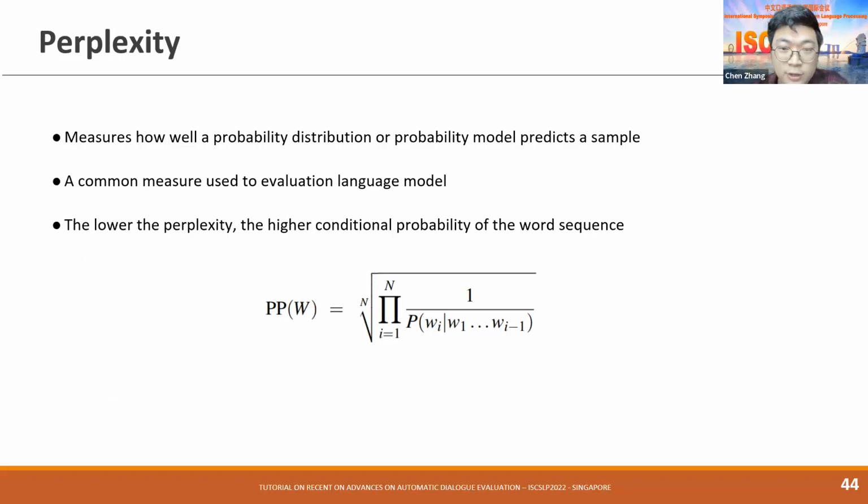One very common reference-free measure is perplexity. Perplexity is used very popularly for evaluating language models or text generation tasks. It measures how well a probability model or distribution predicts a sample, here a sequence of words. In the case of dialogue generation, the input to the language model is the dialogue context, and we use perplexity to measure the likelihood of the generated response. The lower the perplexity, the higher the conditional probability of the generated response. It's commonly used in the literature to tune the model during the development phase.